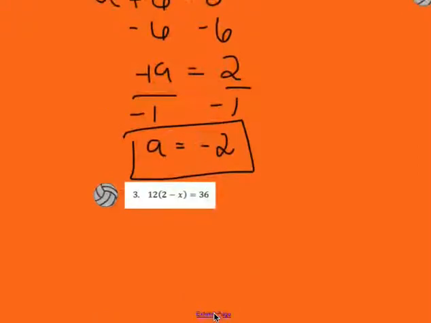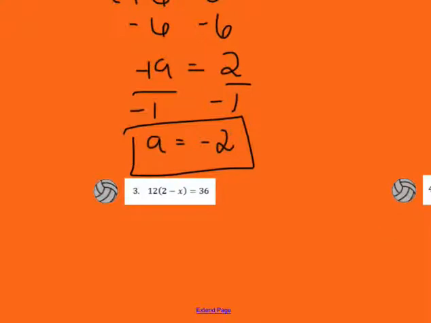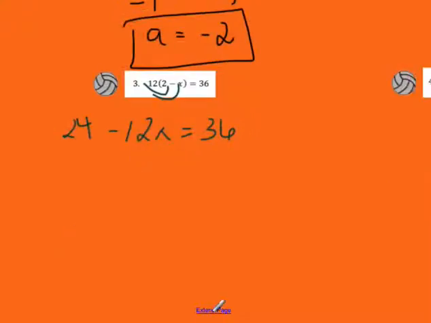So for number 3, the first thing we need to do is distribute. So I'm going to take the 12 and I'm going to multiply it by everything that's in the parenthesis that follows. So I'm multiplying it by everything that's in there. So 12 times 2 is 24. 12 times a negative x is a negative 12x. And that's going to be equal to 36.